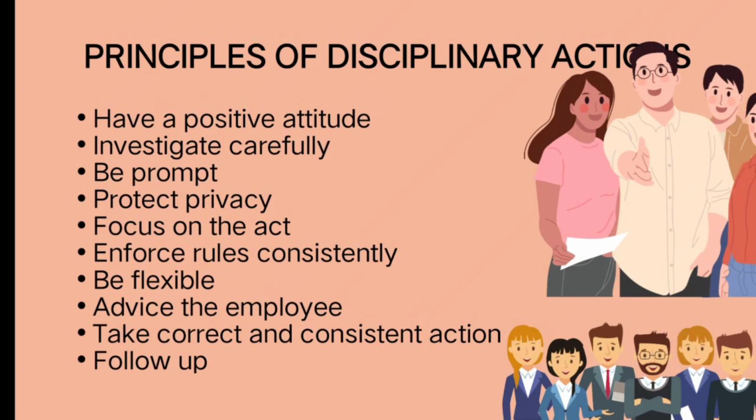Next is be prompt and protect the privacy of the individual. If we come across any secrets of the individual, or they have committed any mistake in the institution, as a nurse manager we should not go and spread that news to everyone. We have to maintain the confidentiality and privacy of the employee. Next is focus on the act, enforce rules consistently, be flexible, advise the employee, take a correct and consistent action, and do a proper follow-up.